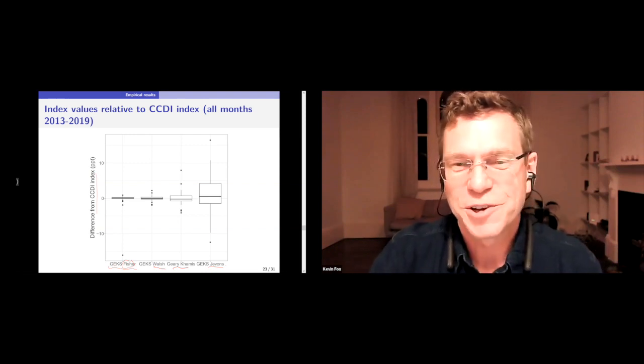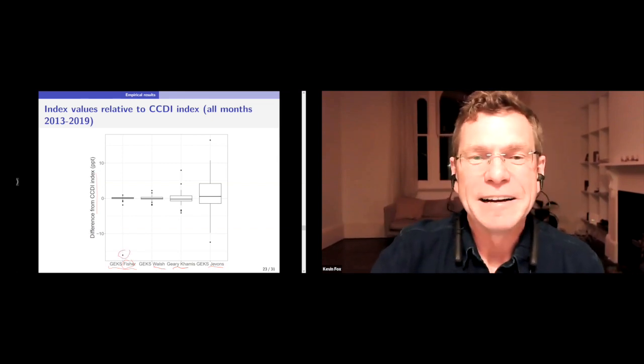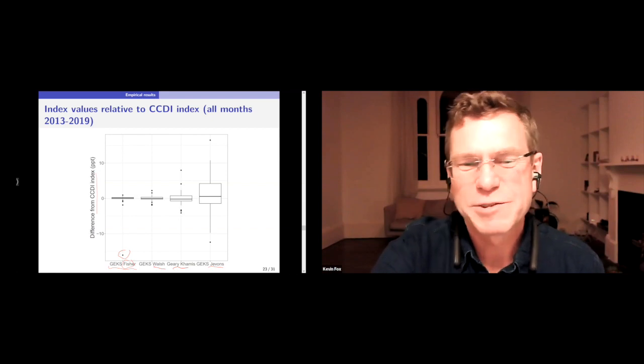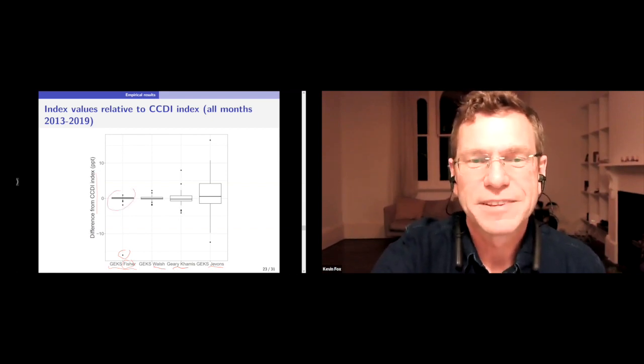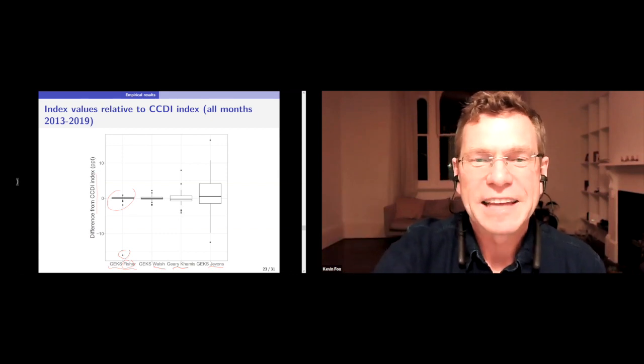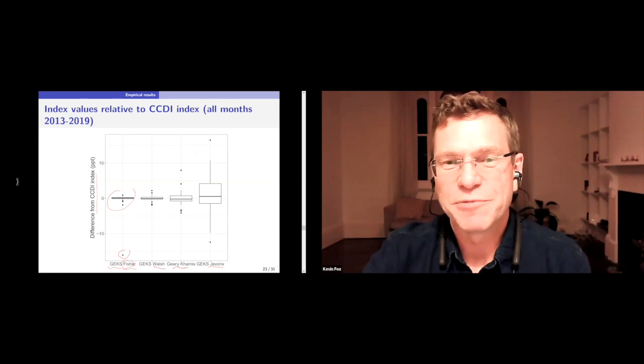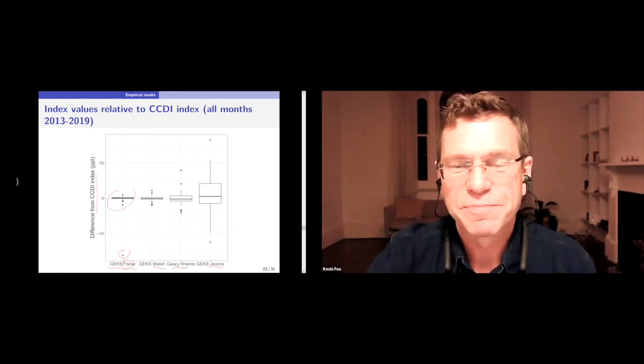We know that Fisher and Törnqvist from the bilateral context are usually pretty similar, but we do notice an outlier there. But it's quite similar for most, that means very tightly packed into the quartile range. GEKS-Walsh, the same. Geary-Khamis gets a bit more spread out. So there's some differences between Geary-Khamis and the GEKS-based indexes.